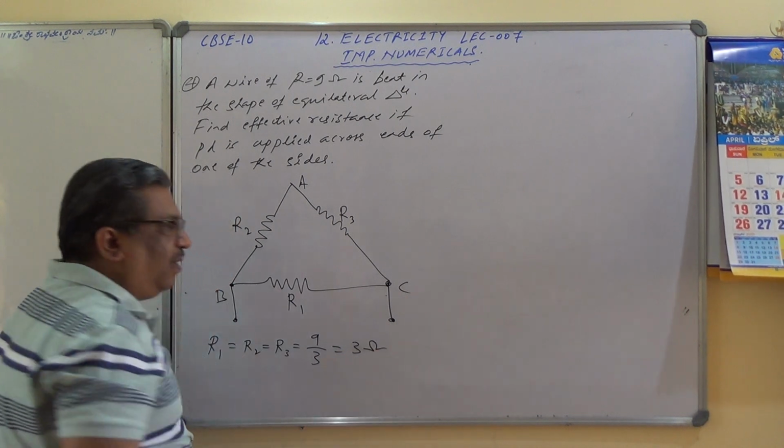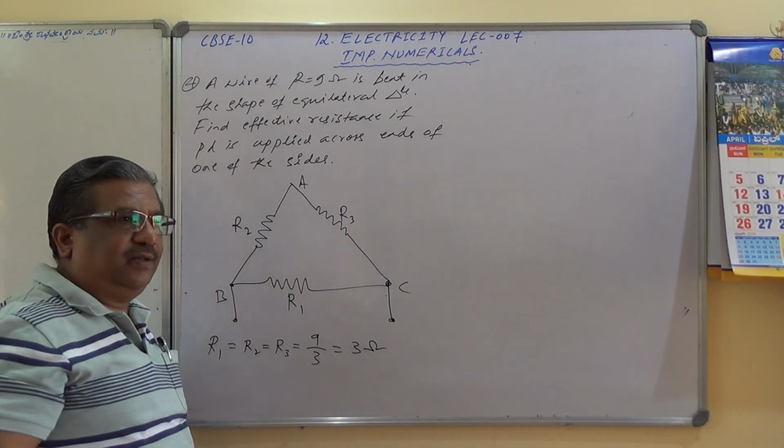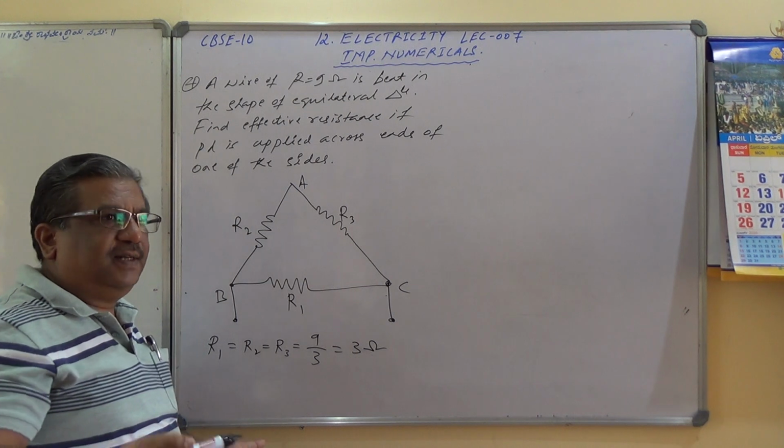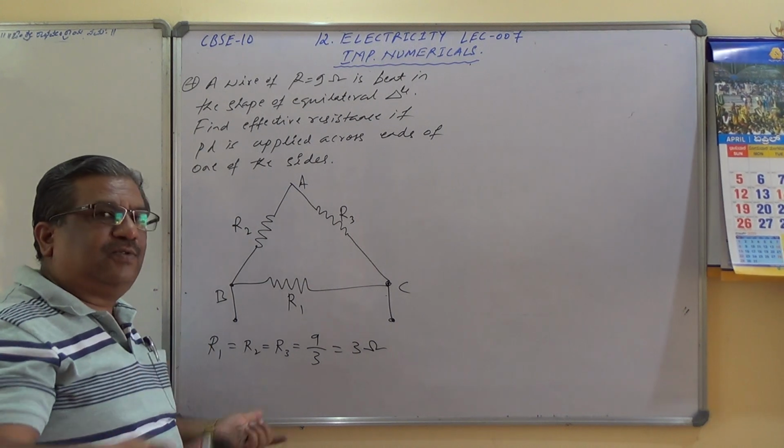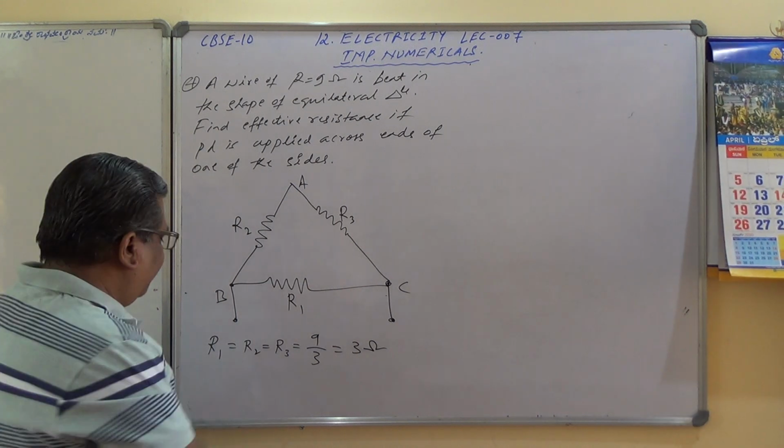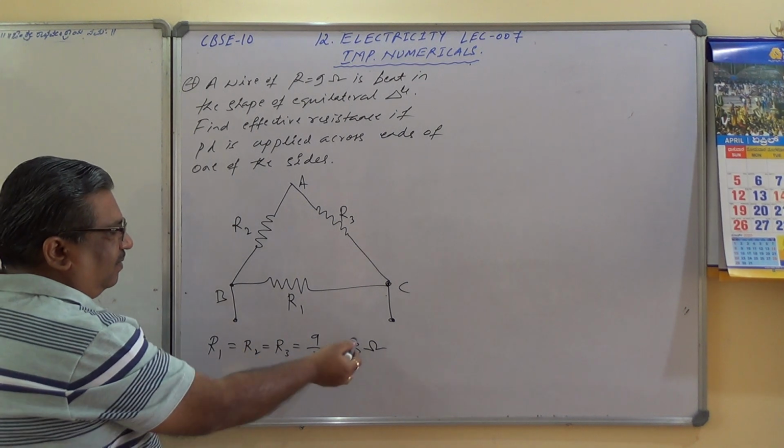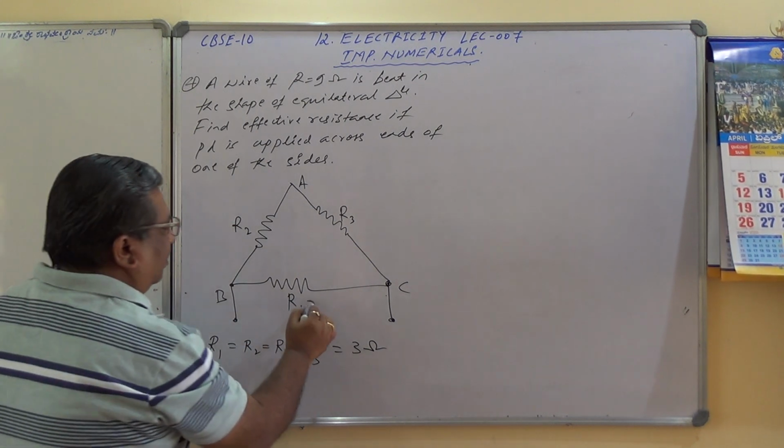Why is it so? Because resistance is directly proportional to length. If the length is reduced to half, resistance is half. If the length is increased to 3 times, resistance also 3 times. Therefore, R1 equals R2 equals R3 equals 3 ohms over here. Okay.